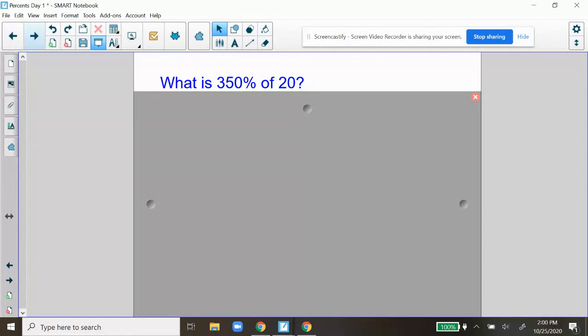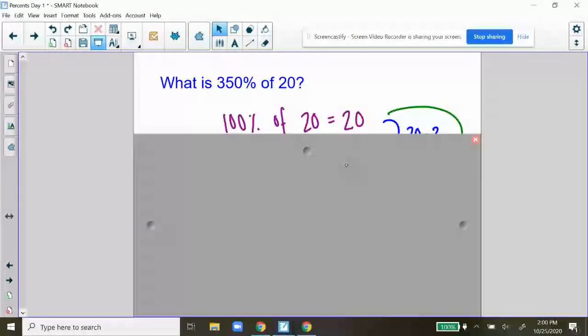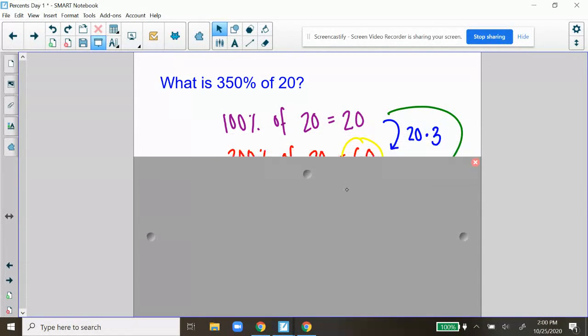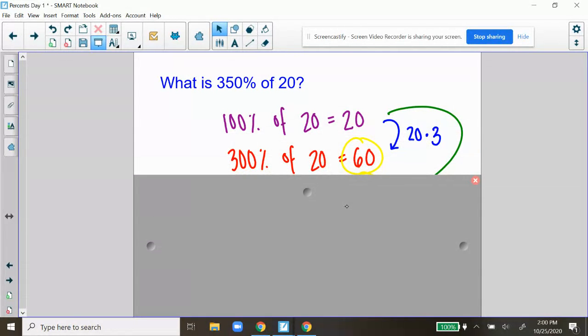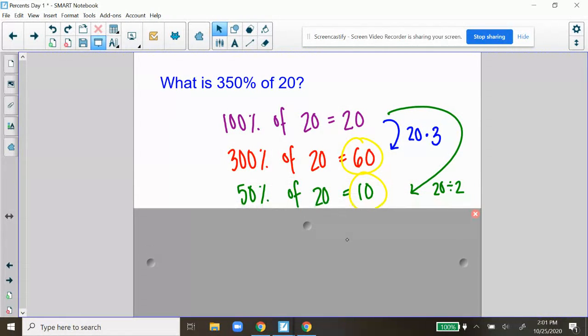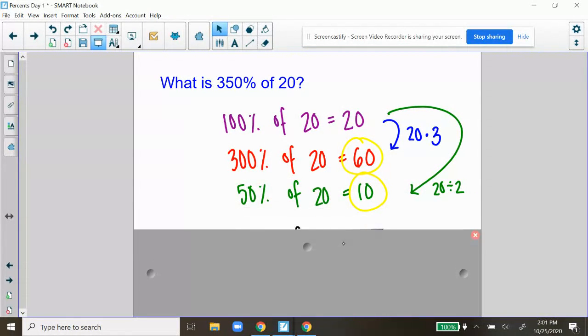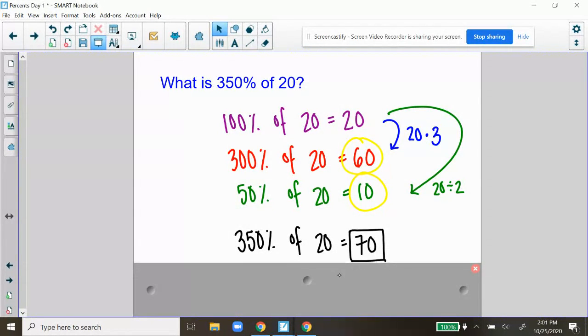Okay, what about this one? 350% of 20. Notice that this percentage is above 100. So do you think our answer is going to be bigger or smaller than 20? Well, I know 100% of 20 is going to be 20. If I want to find 300% of 20, I would triple that number. Well, then I also have to incorporate the 50% of 20, which would be half of it, such as 10, which then gets me to 350% of 20, which is going to be 70.